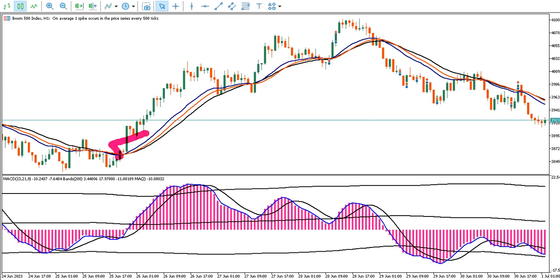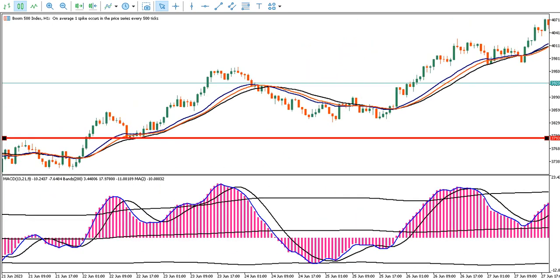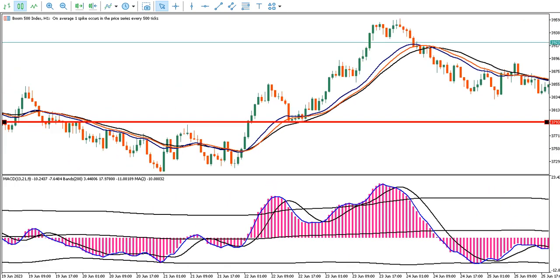Watch here. Look at the cross. Do you see that? Did you see that? Let's backtest. This is 1 hour time frame.